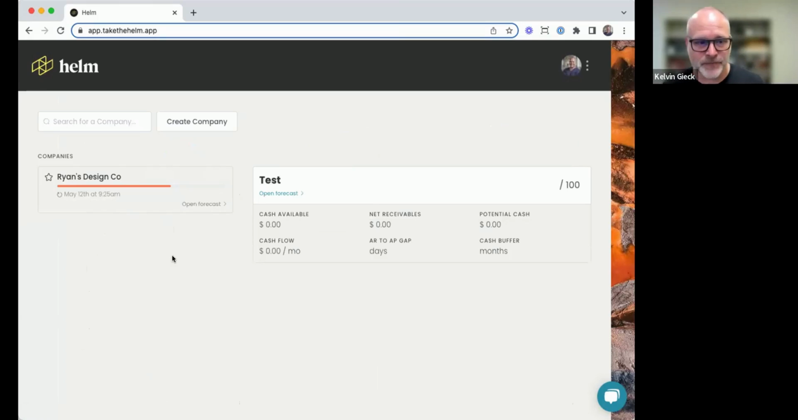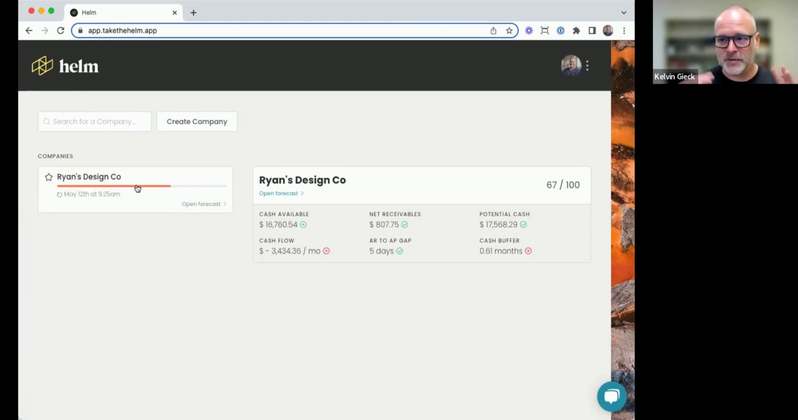Dashboard is pretty key in terms of what it shows you. If you're a professional like yourself, you're going to have multiple companies. And so here we've got Ryan's design company. If you can imagine, we had 10 clients on Helm. All 10 would show to the left side of the screen here, and they'd have this status bar.